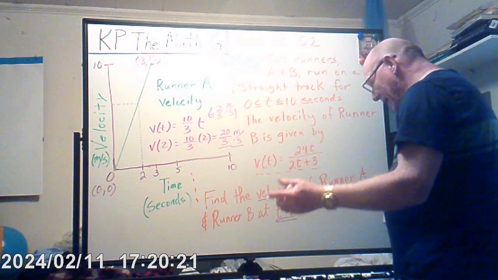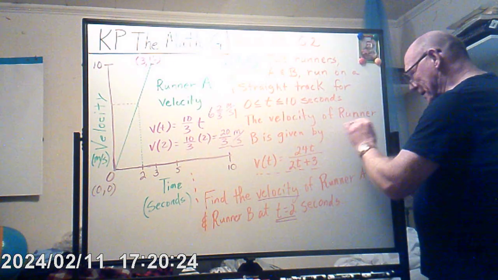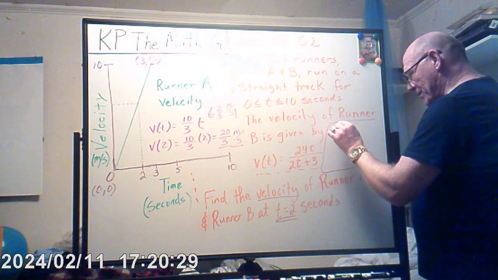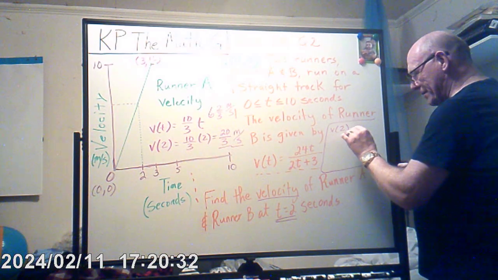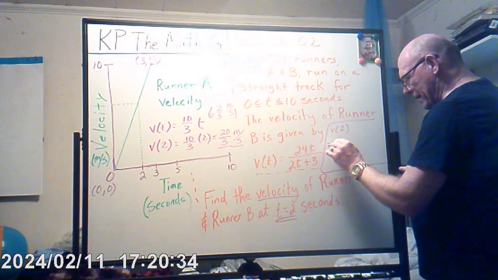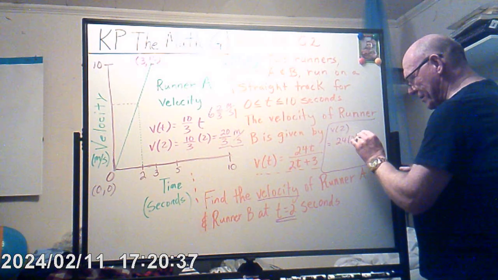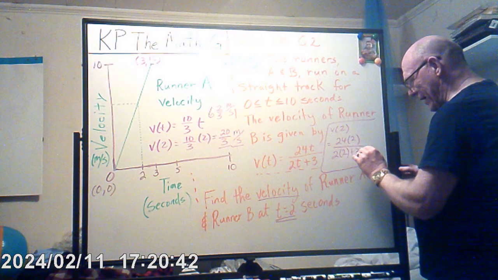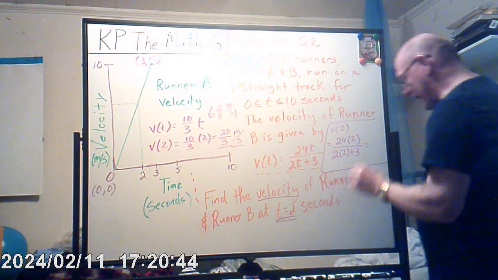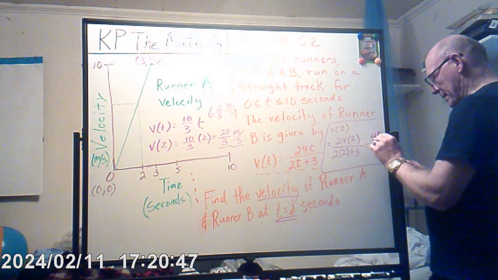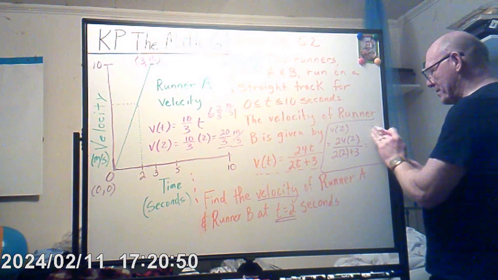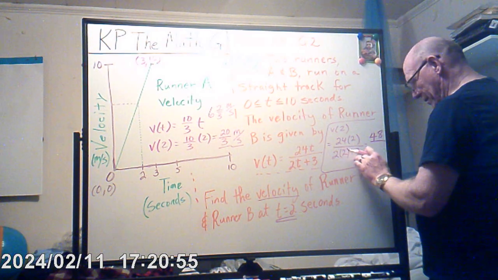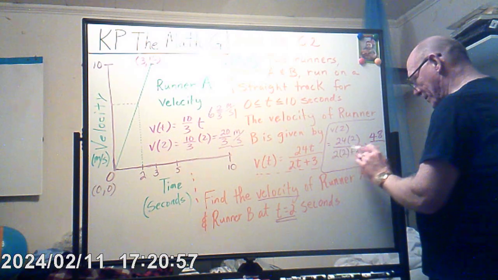I just need to plug in the 2. Maybe I can squeeze that in right here. So v at 2, I hope you can read this, is equal to 24 times 2 over 2 times 2 plus 3, and that is 48. Now let's write that a little better and a little bigger. 48 over 4 plus 3, 2 times 2 is 4, 4 plus 3 is 7.